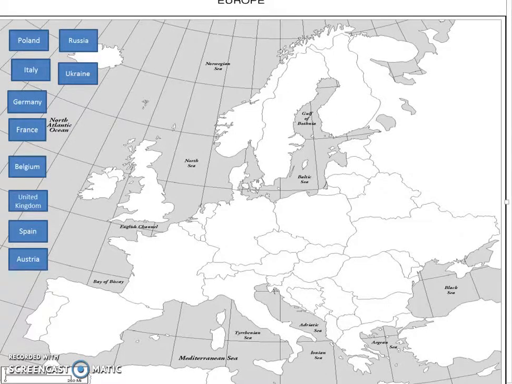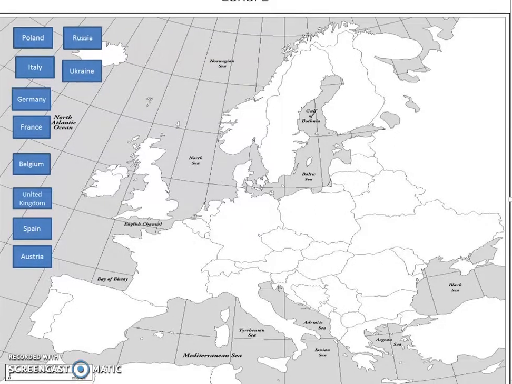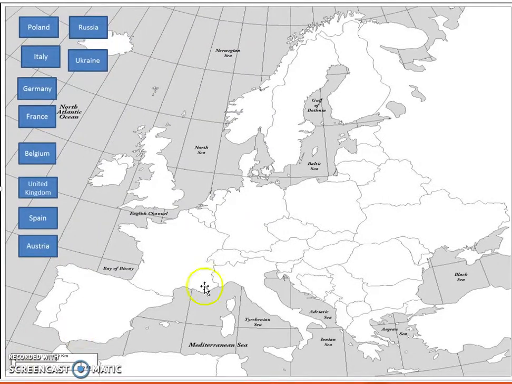All right, we are going to review, first we're going to review the political map of Europe and look at the various countries in Europe that you will need to know. You only need to know 10, and these are the 10 that will be on the map test.